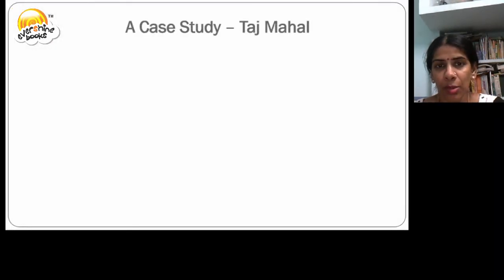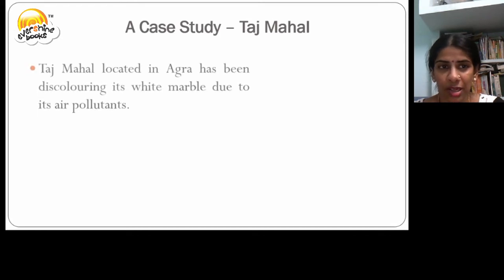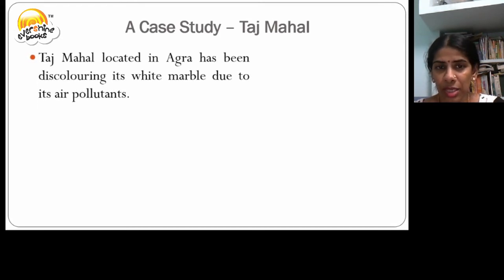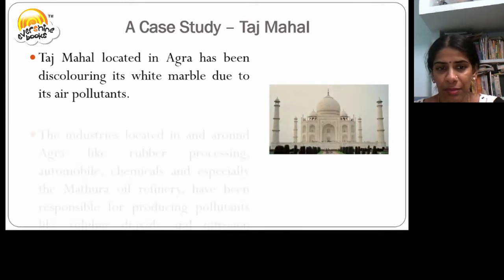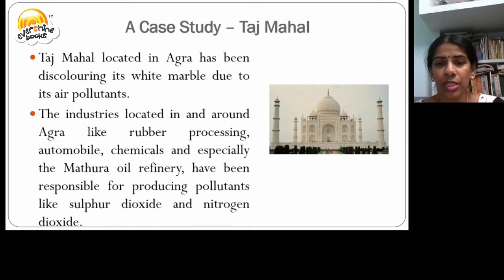Let us now discuss the case study of the Taj Mahal. We know that the Taj Mahal, located in Agra, has been discoloring its white marble due to air pollutants. The industries located in and around Agra, like rubber processing, automobile, chemicals, and especially the Mathura oil refinery, have been responsible for producing pollutants like sulfur dioxide and nitrogen dioxide.